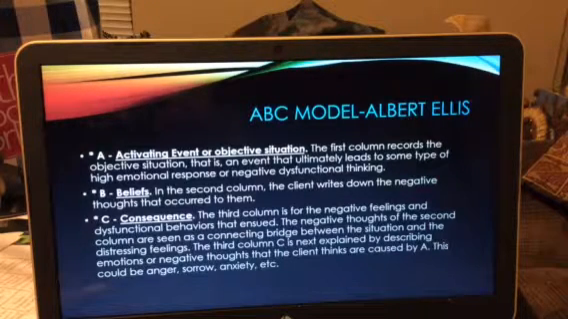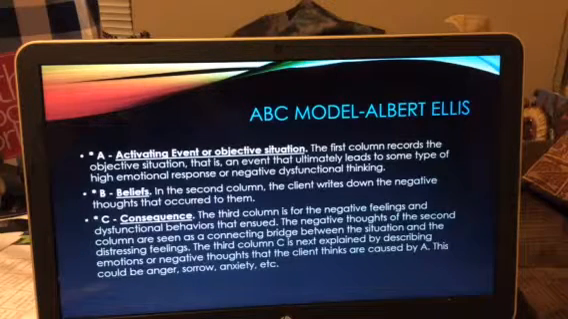And in the next column, write down what the client thought about what happened to them. What negative thoughts came to mind. And then in the third column, you can sit down with your client and write, hey, what were the negative feelings and behaviors that ensued after that? What negative thoughts of the second column seem to be connecting the bridge between the situation and the distress of feelings? Then you can go through what was caused by the action. Could it be anger, sorrow, anxiety, etc.?